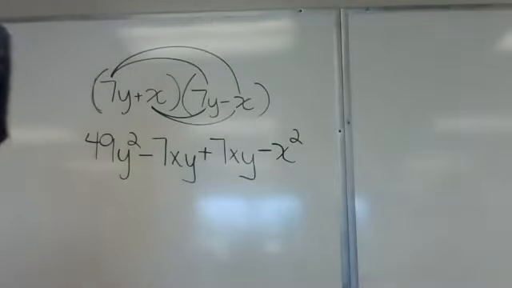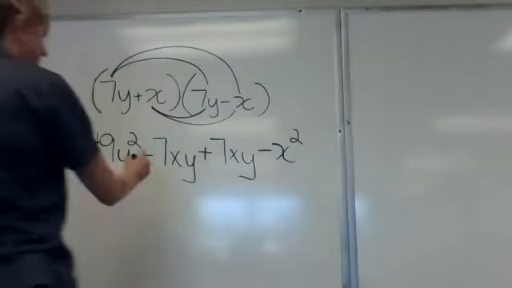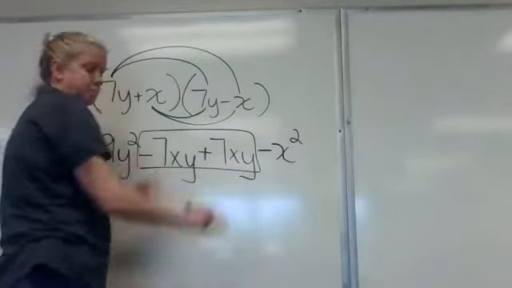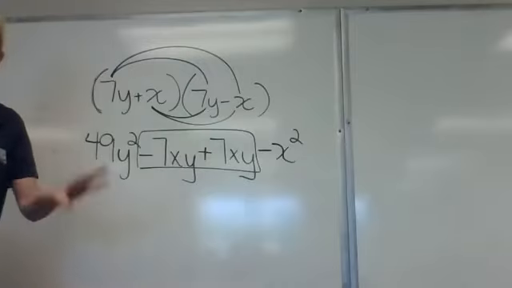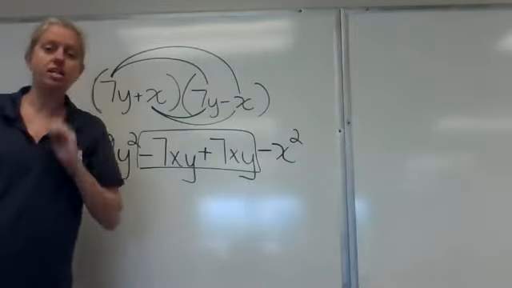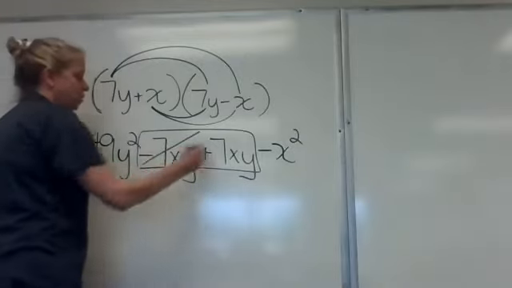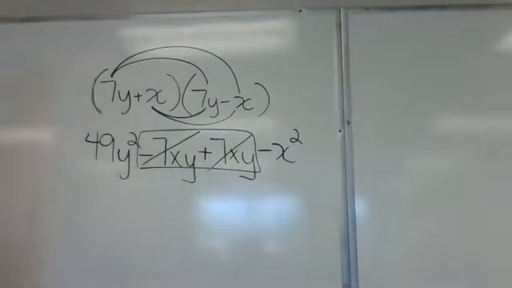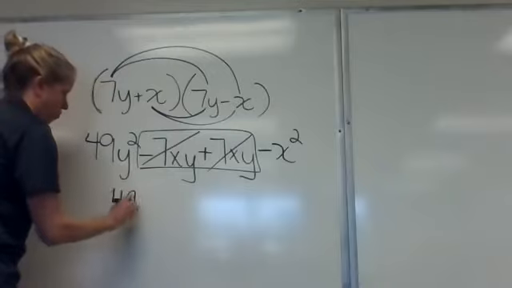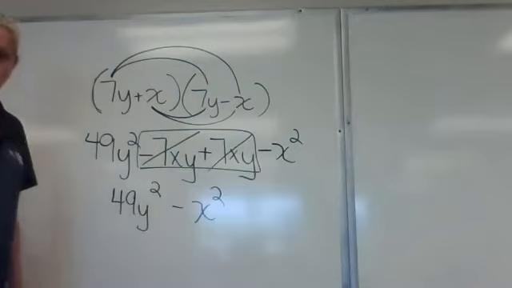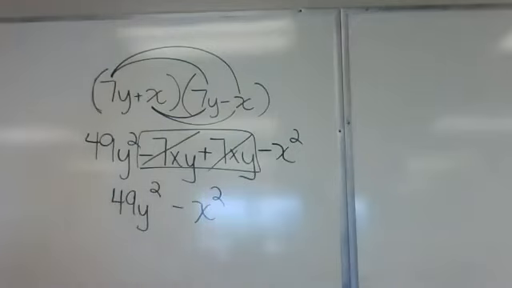So after you do that, that's when you're going to want to look at your middle terms. If they have the same letters, that means they're like terms. They're both xy's. So I need to put them together. If I've got -7 here and +7 there, well, those xy's just cancel. So all I'm left with is the 49y squared and the minus x squared, which would be C in the multiple choice.